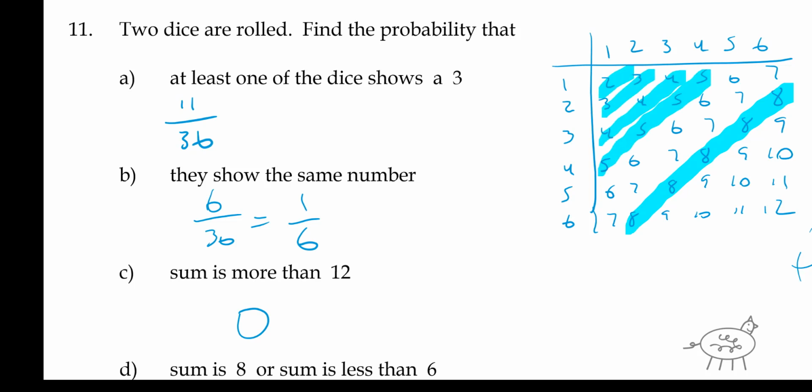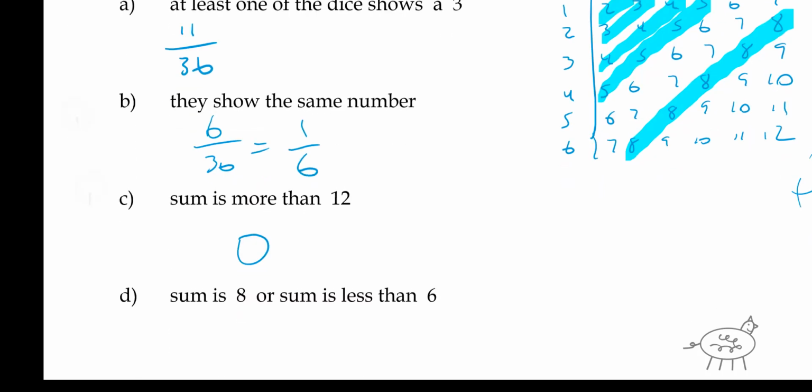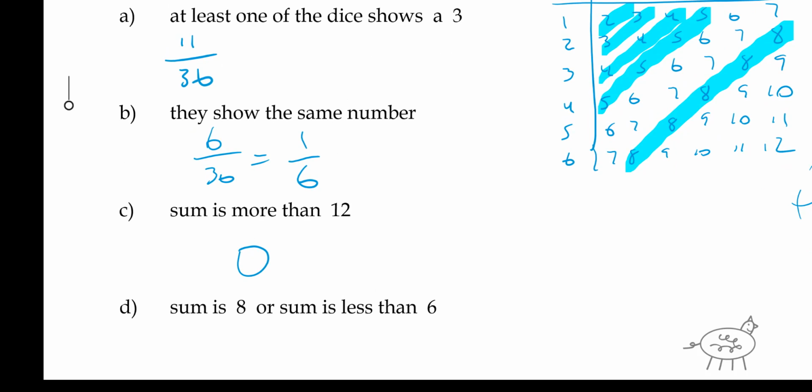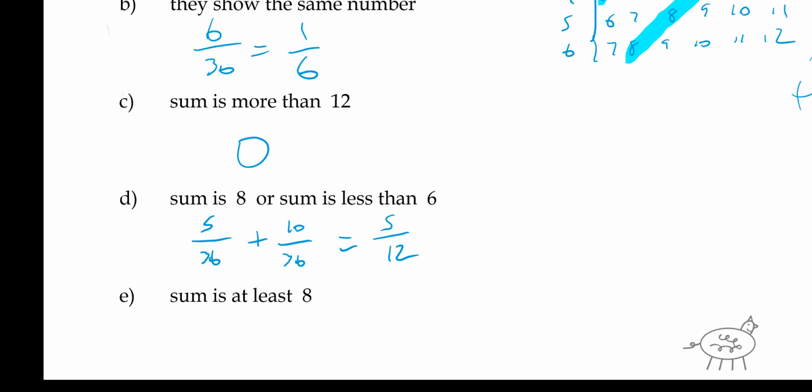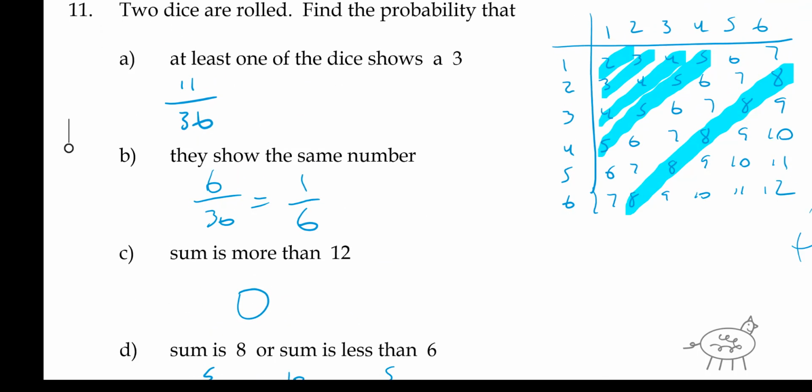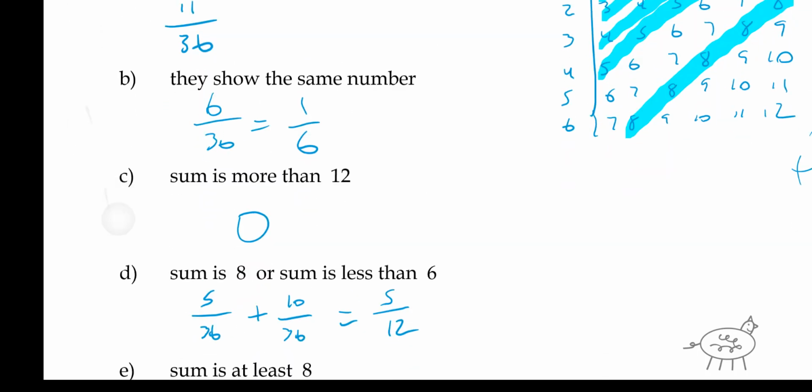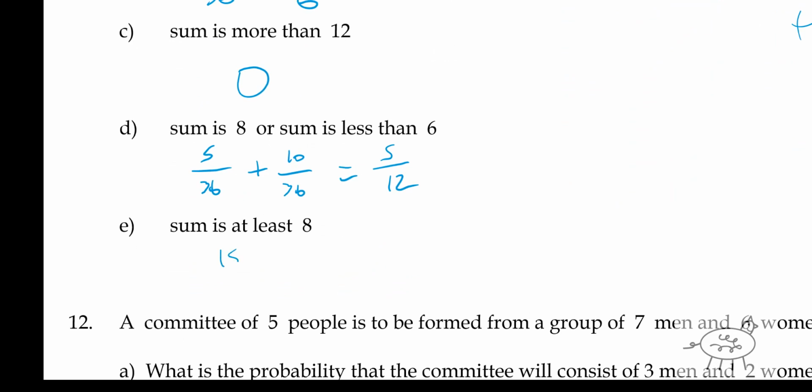Okay, so you just add all those up and you get, so here let's do 5 over 36. That's 8 plus 10 over 36. No overlap, so we get 5/12. Okay, the sum is at least 8. So just count them up and it's 15 over 36. Okay, or 5/12. Pretty easy.